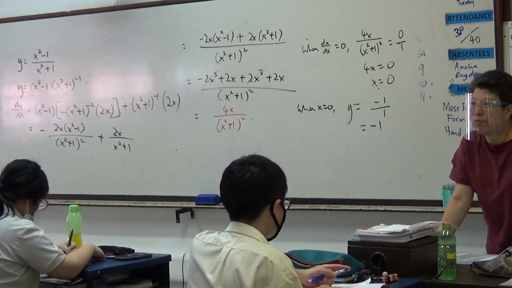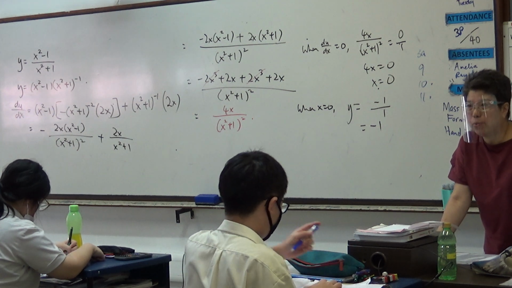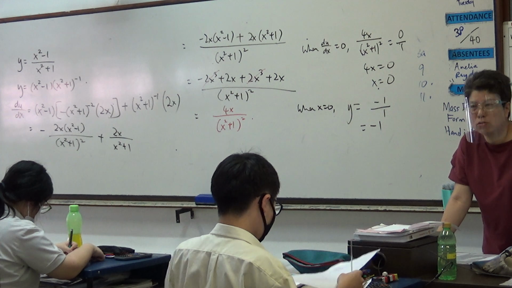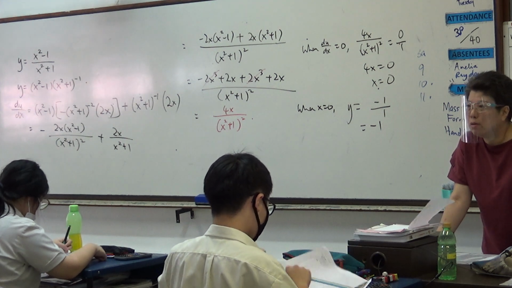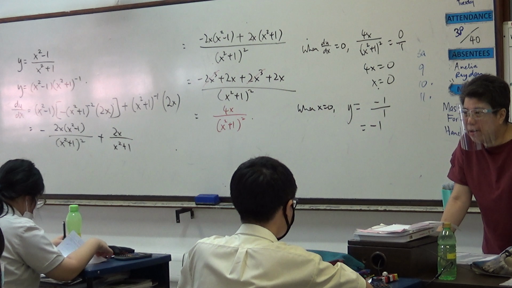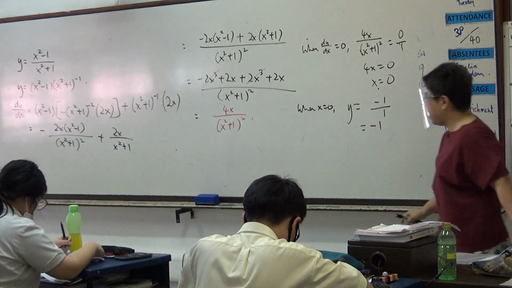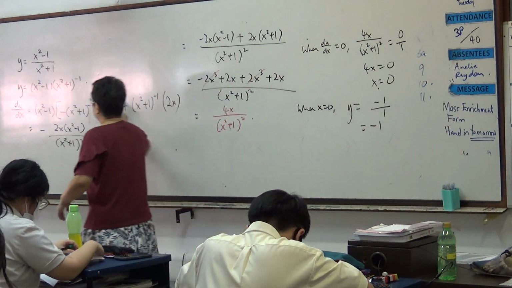You can use quotient rule, of course, but because this is in the product rule one, I do the product rule first. You can use quotient rule, by all means, go ahead. Everybody okay? Alright, so that's your question 9. Number 10.